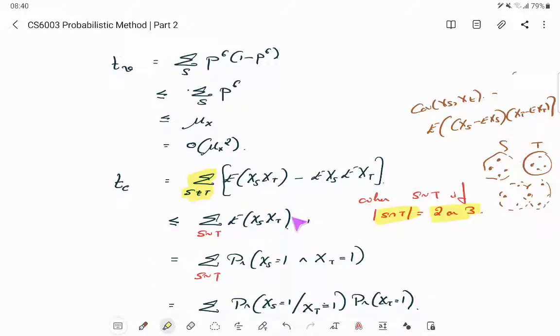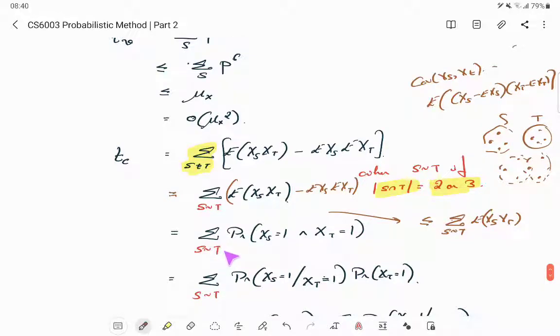Here actually I should have written this minus EXS EXT as one step, and then since I'm only looking for an upper bound, if I write this, then this is an equality. I write this extra step here, and then I can upper bound that by the sum over S and T dependent of E of XS XT, because this is a negative term. Why is this a negative term? EXS is positive, EXT is positive, so this is a negative of a positive times positive. So this upper bound is valid.